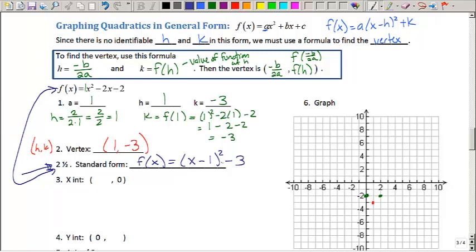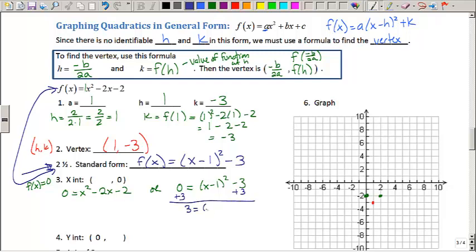Why is this helpful? When I'm trying to find the x-intercept, I have to set f of x equal to 0. Well, I have two f of x's. I can either set 0 equals x squared minus 2x minus 2 and solve this, or I can set 0 equal to x minus 1 quantity squared minus 3. Which quadratic equation would you prefer to solve? Well, if it was me, I would prefer to solve in standard form because I can move the 3 over and use the square root formula. Whereas if I'm using it in general form, I'm going to have to use the quadratic formula. So this added step here, finding the standard form of the equation, is going to save you a little bit of time when you're trying to solve this equation to find the x-intercepts.